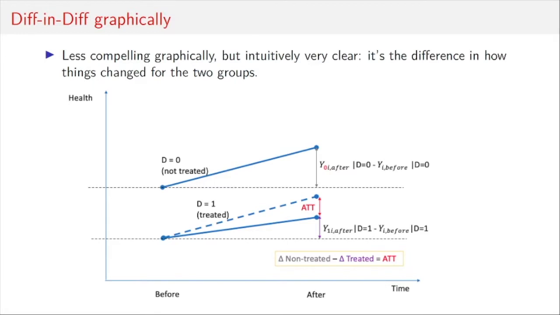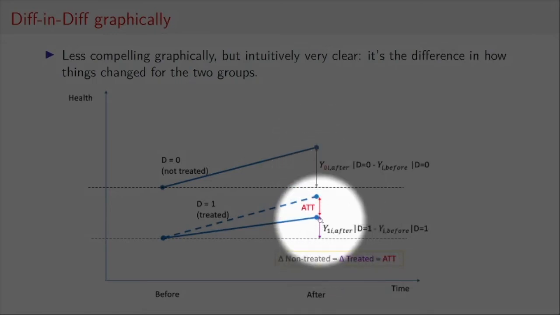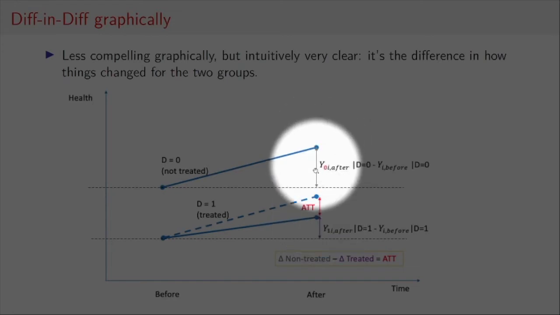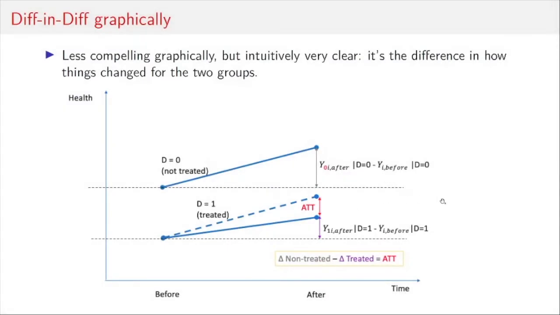You can see that on this graph, which shows the second way of thinking about the intuition here. I think that is a little less compelling graphically, but I think the intuition is very good. The difference between how things changed for the two groups. So the gray arrow is how things changed for the non-treated group. The purple arrow is how things changed for the treated group. And the average treatment on the treated is actually the difference between the gray arrow and the purple arrow. It's not as obvious graphically, but we just saw that mathematically this is exactly the same.